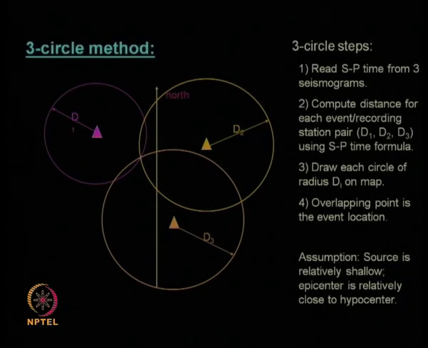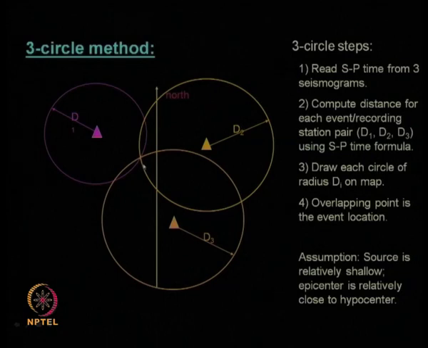Right? Am I right? So, you will find that if the measuring centers are closely spaced and you can obtain very well recorded data, and if it is a very shallow earthquake, this 3 circle method will give you a single point like this. But if the seismograph stations are located a little far apart, and also the earthquake may not be a shallow earthquake, it may be an intermediate earthquake, or if there is a problem in recording seismic station data, you may not converge to a single point. You may converge to a small area.